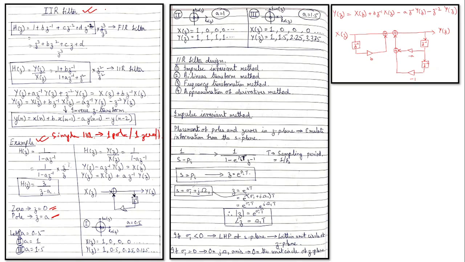While we were looking into these examples, we discussed 3 cases. In the first case the pole was within the unit circle, in the second case the pole was on the unit circle, and in the third case the pole was outside the unit circle. And from there we realized the filter and tried to find out the impulse response of the systems.